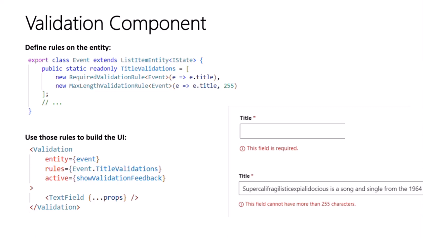And so below that, you'll see how we can use the validation component. We pass in the entity we are currently editing, and we pass in the rules that apply to this particular field. In this case, it's the title field, and we render our edit control, in this case, a basic text box. On the right, you can see a couple of examples of user inputs that have failed the validation.